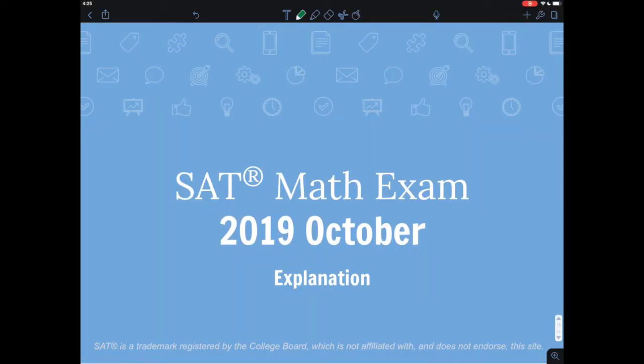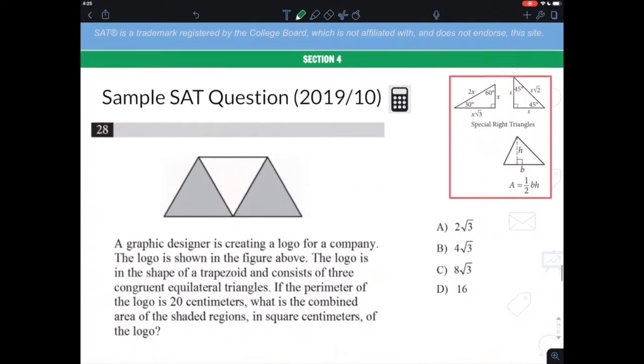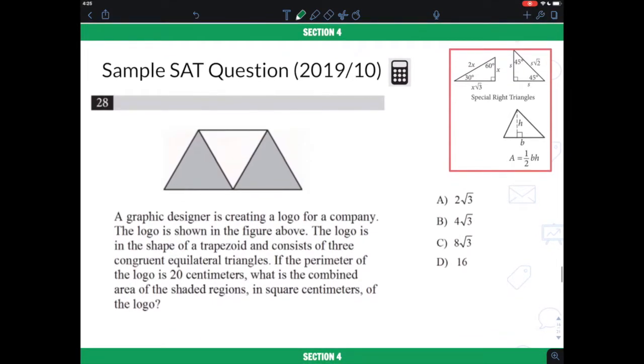Hello. In this video, we will talk about the 2019 October SAT exam, section 4, question 28. Before we start, I'm going to mention quickly that on the front page of section 4 on the actual SAT exam, there are some equations that will be very useful for your exam. I screenshotted that page and posted it here in the upper right corner with the red border. This is very important information that you will have to use for this problem.